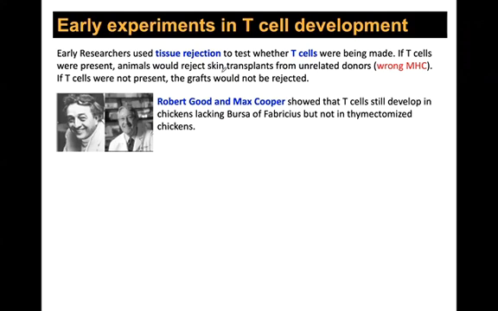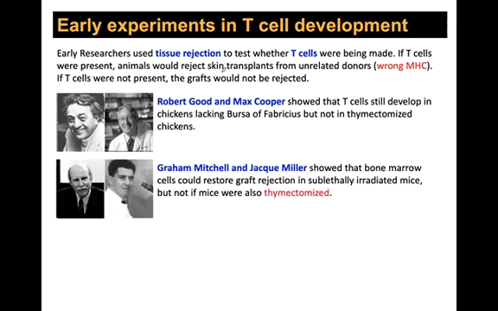By this time, Bruce Glick had retired, so it was just Robert Good and Max Cooper. But they said, okay, if I take a chicken and I remove the bursa of Fabricius, the tissue still gets rejected. But if I take out the thymus, which is called a thymectomy, or thymectomized chickens, then the graft is not rejected, indicating that the T cells came from the thymus. If you remove the T cells, then the graft is not rejected.